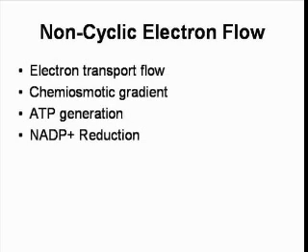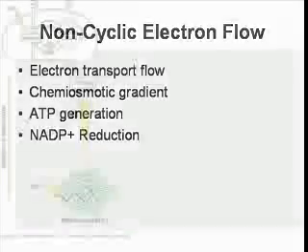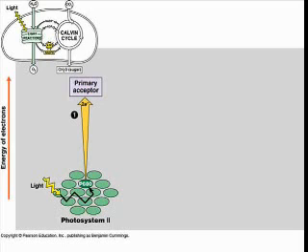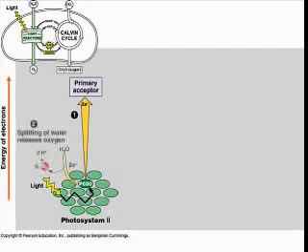This non-cyclic electron flow creates a chemiosmotic gradient just as in cyclic electron flow. However, the ultimate end location for the electrons is different. First, we get photoexcitation again, but this time it's photosystem 2. The electrons are excited by light in photosystem 2's reaction center, where they're picked up by a primary electron acceptor.